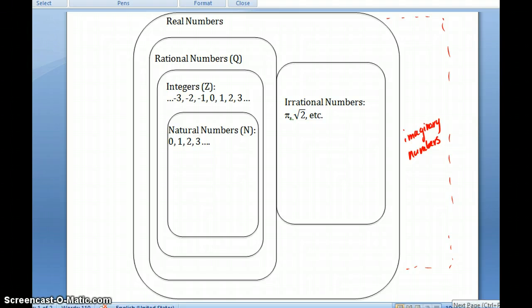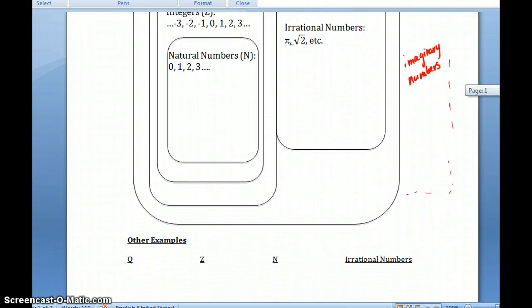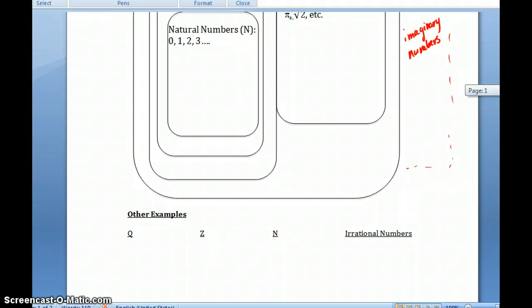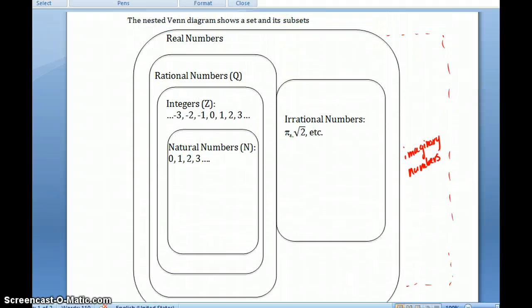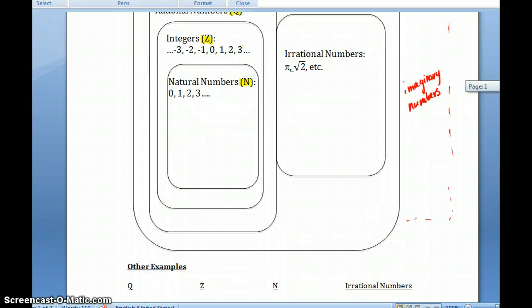Okay, with that said, let's go down and create some more examples. So today in class, I had you go through and write other examples of Q, Z, N, and irrational numbers. I want to highlight Q is rational numbers, Z means integers, N means natural numbers. There's no specific letter for irrational numbers, so we're just going to call them irrational. And all of these, rational, irrational, integers, natural numbers, are within the real number system.